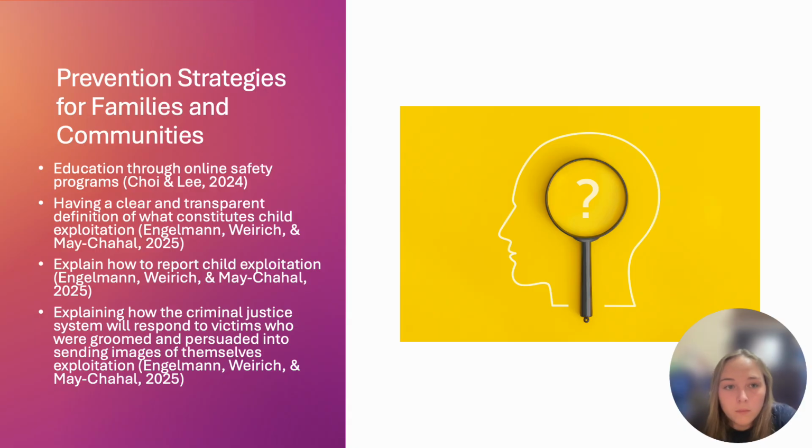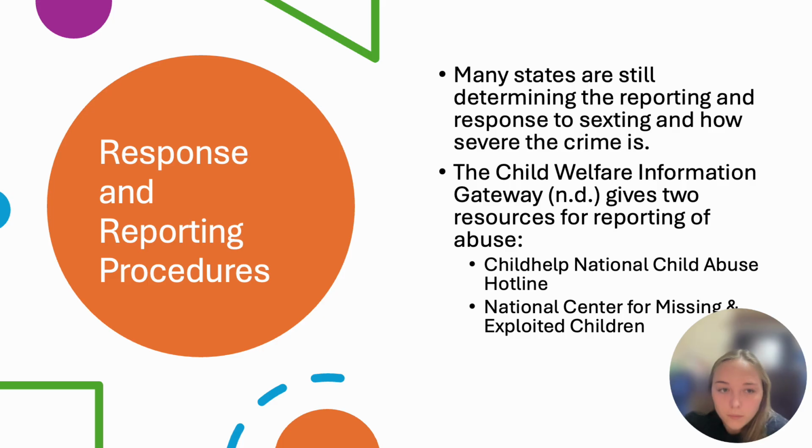Some more prevention. Some prevention strategies for families and communities: education through online safety programs, how to teach kids what safety is on the internet, having a clear definition of what constitutes child exploitation, how to report child exploitation, because many people don't know how to report it for fear that their kids or someone that they know is going to get in trouble. And then, of course, how the criminal justice system will respond to those crimes.